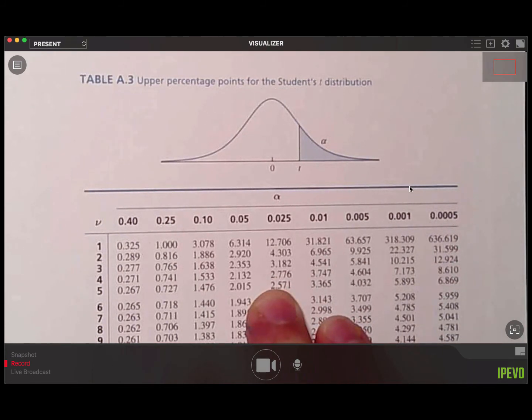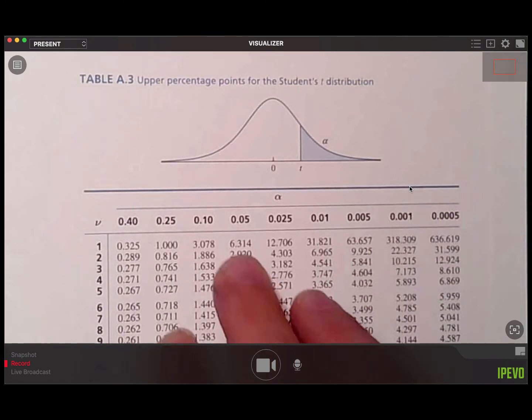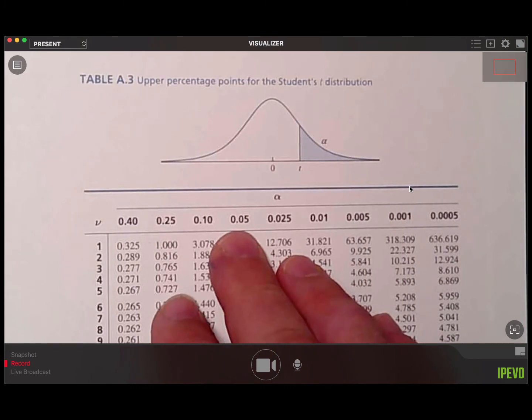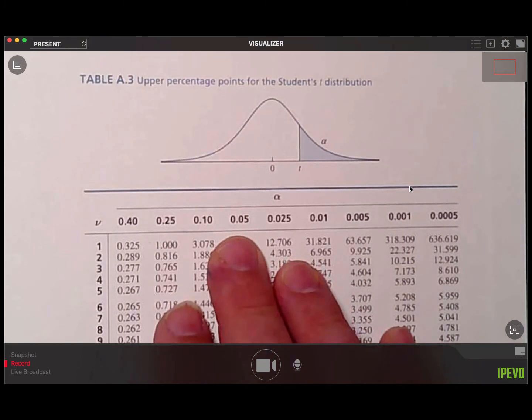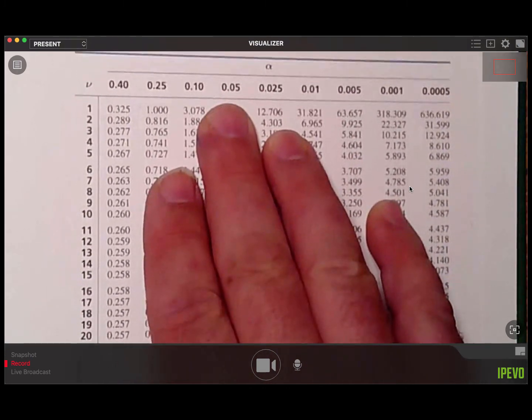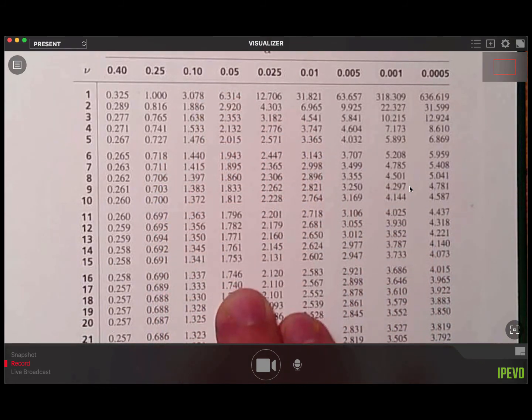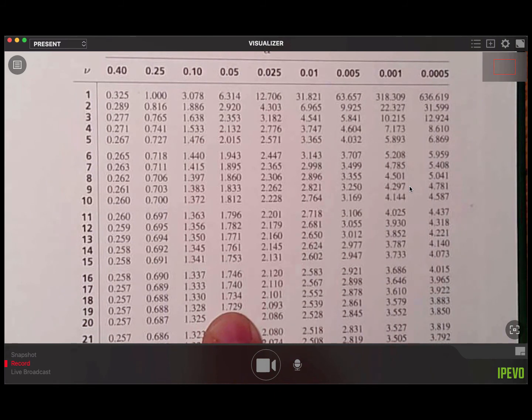So for the example we've been looking at, we want the 90% confidence interval. So our alpha value that we're looking for in a single tail is 0.05. So that's this alpha value right here. And we've got 19 degrees of freedom. So let's go down, find row 19. There we go, 19. And the number we get here is 1.729.